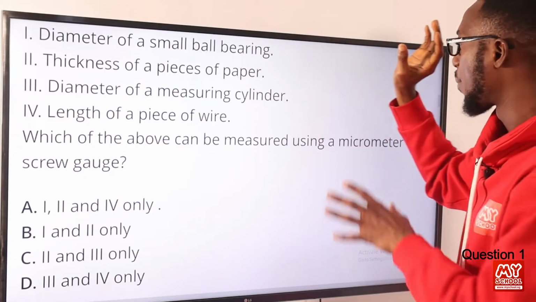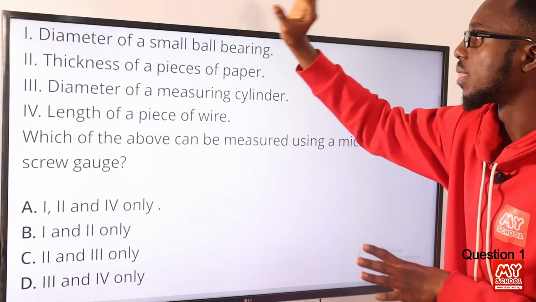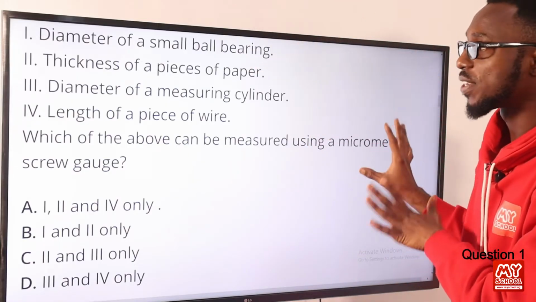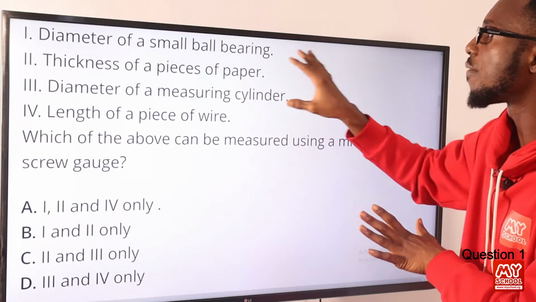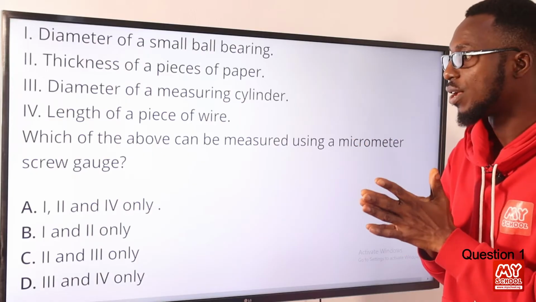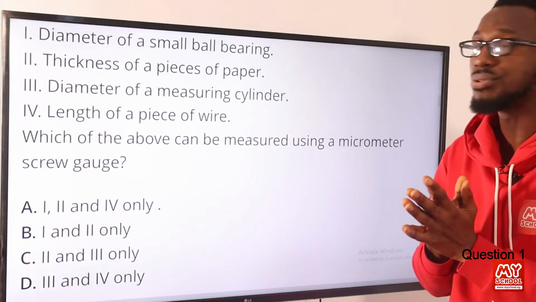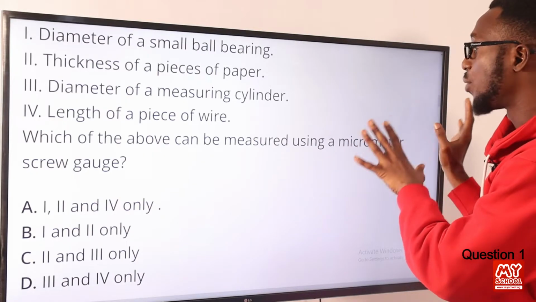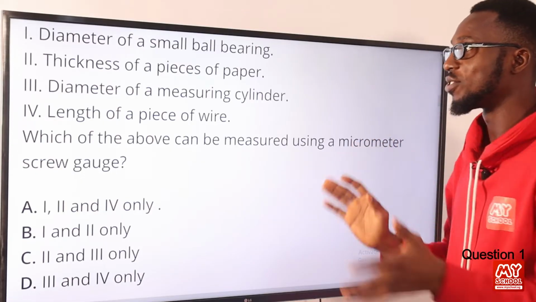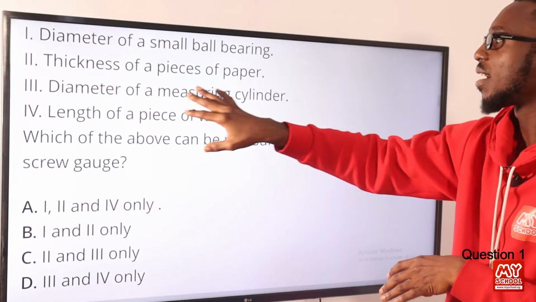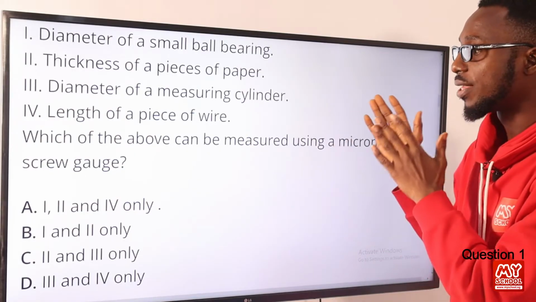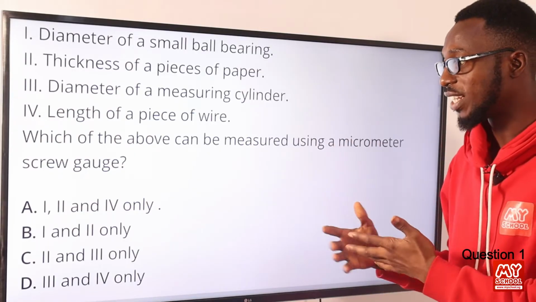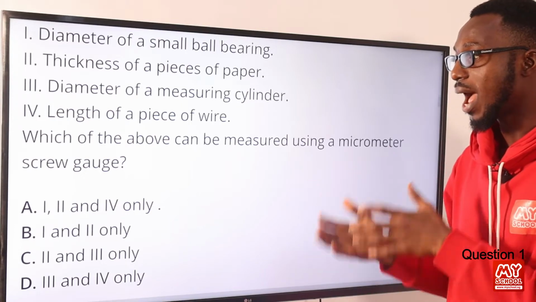So I'm going to select diameter of a small ball bearing because of this presentation, and we're talking about the thickness of a piece of paper. Those are the things that you can use the micrometer screw gauge to measure. When you come to diameter of a measuring cylinder, preferably I will go for vernier calipers. So the correct option here is option B, 1 and 2.